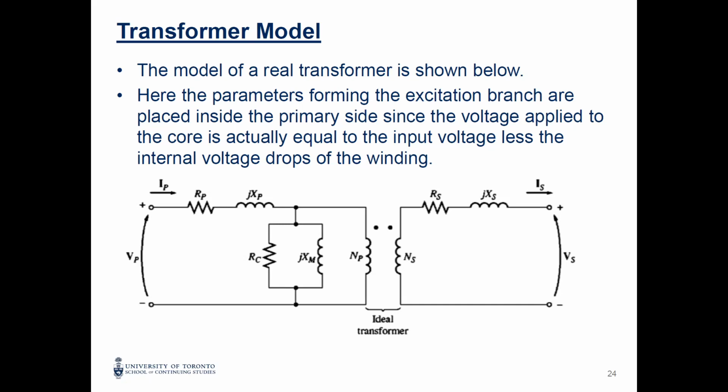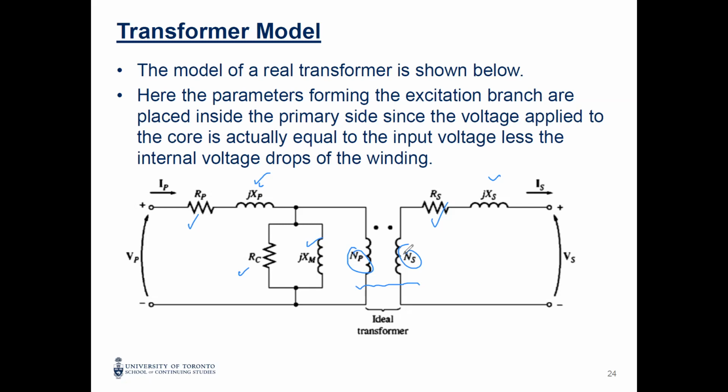We have 6 parameters. Can you see the 6 parameters? Yes, if you remember, the 3 resistances and 3 reactances. The first 3: resistance at the primary, resistance at the secondary, resistance at the core. Then X at the primary, the leakage. Sometimes we eliminate the L, but it's because of the leakage. X at the primary, X at the secondary, and XM, the flux between. And this is just the normal ideal transformer, and we can still use NP and NS.